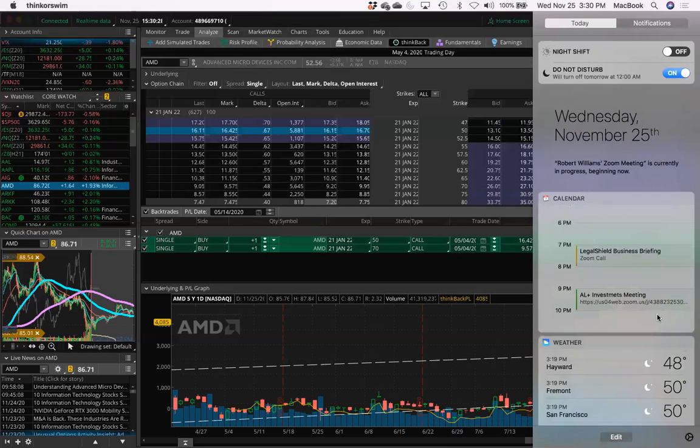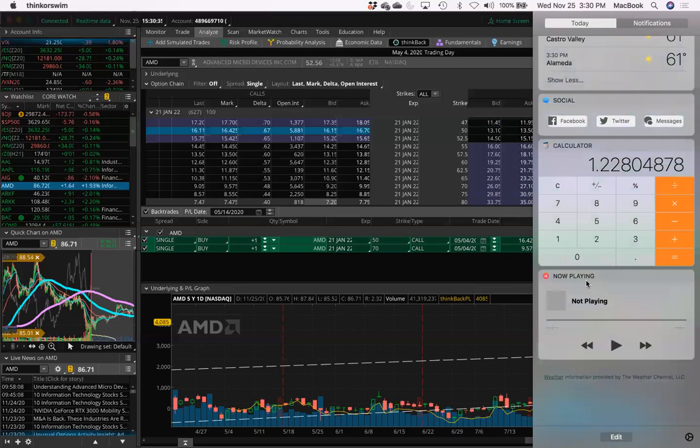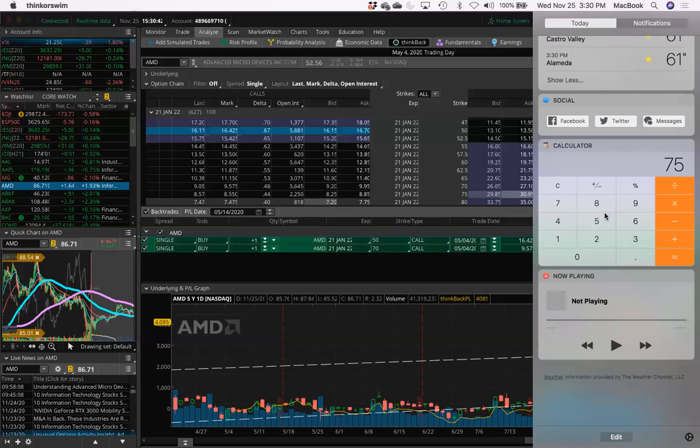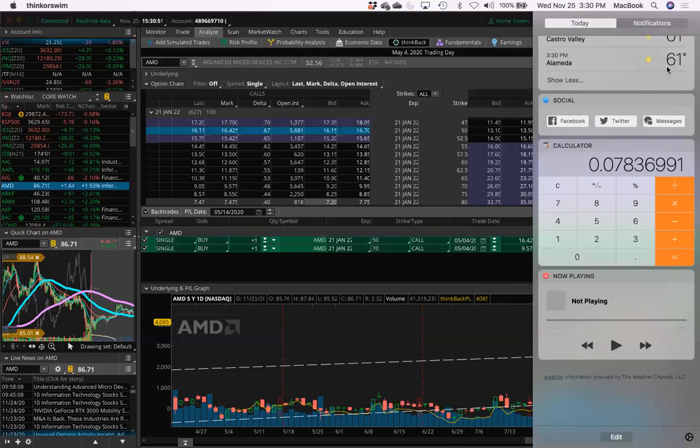I'm a little off on my math. This is $957 and this is $1,642. So if we do the math, we're at $75. 75 divided by 957 gives you an ROI of 7% to 8%, versus 72.5 divided by 1642, which is an ROI of 4%.